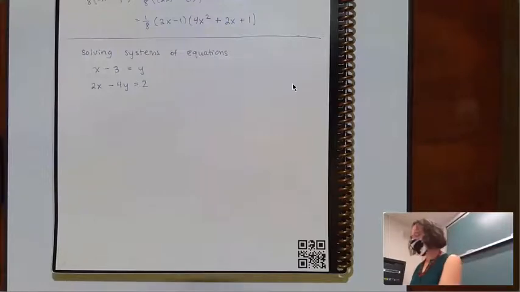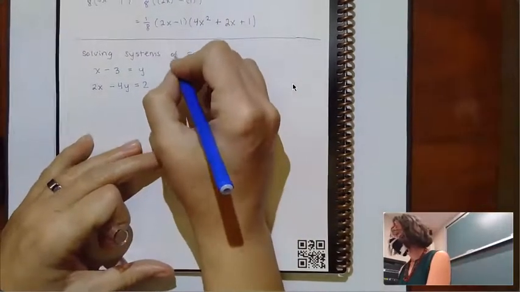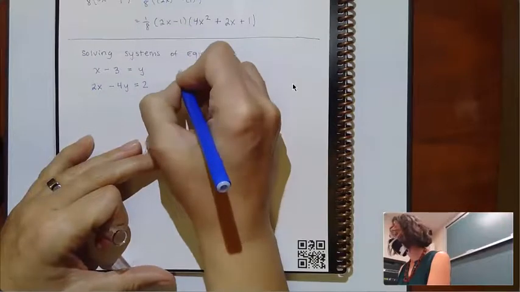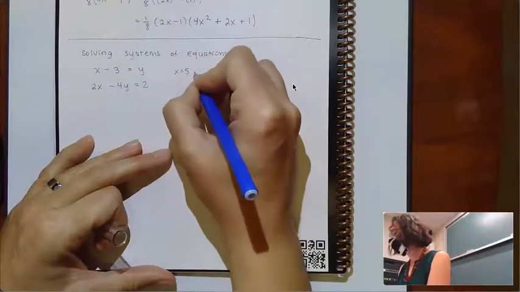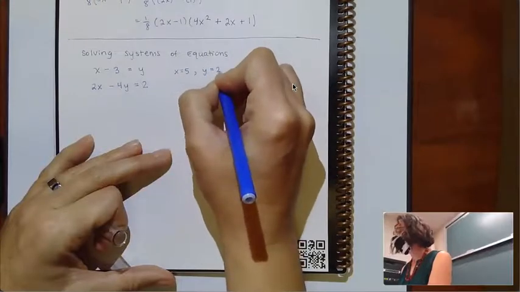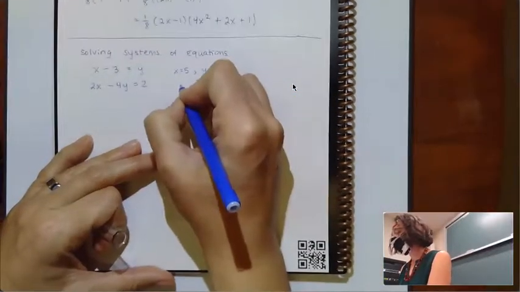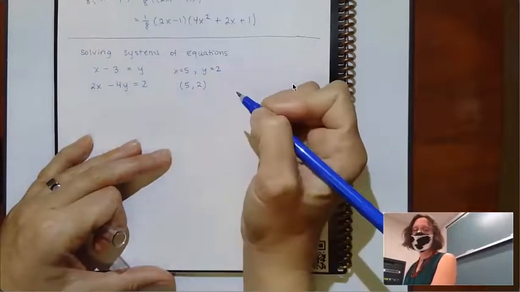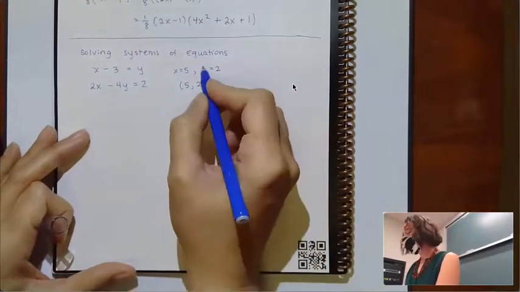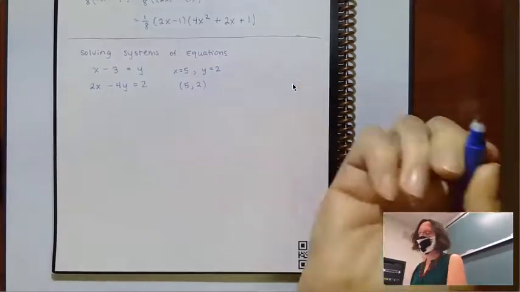I claim that the solution to this system is x equals 5, y equals 2. Or I could write that as the ordered pair (5, 2). So if I wanted to check that that's a solution, check that I'm right in what I gave you.